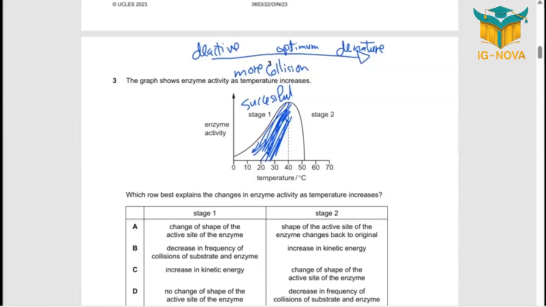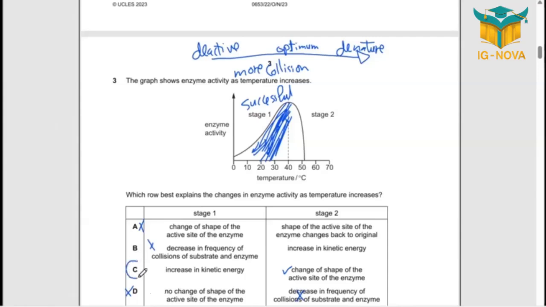So here in stage 2, eye catching straight away, decrease in frequency of collision, this is a mistake. Okay? Change in the shape of the active site in area 2, I accept. So D is out, C could be accepted. Let's see stage 1. Change in the shape of the active site, this is a mistake. This is okay for stage 2, meaning the denatured area. Decrease in frequency: I said here, left-hand side to right-hand side, the frequency increases, not decreases. So option B also is not correct. So by cancellation of wrong options, option C is okay.